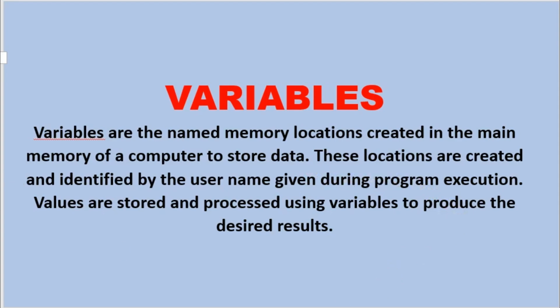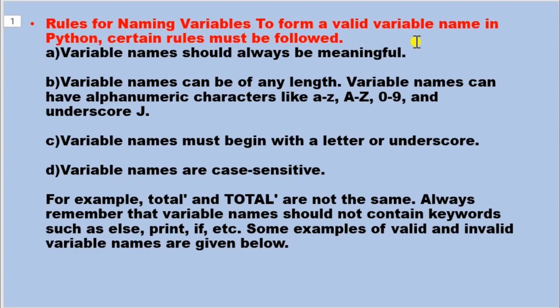Now, the next topic is the rules for naming variables. So what are the rules for naming variables? Let's learn. A variable name should always be meaningful. For example, if it is related to the class, its initial should be class. Variable names can be of any length. Variable names can have alphanumeric characters like A to Z capitals, 0 to 9, and underscore.